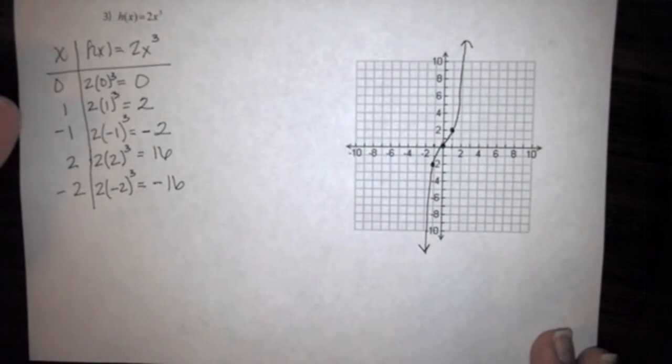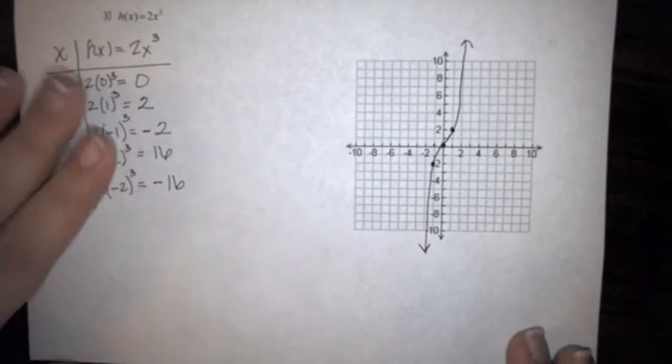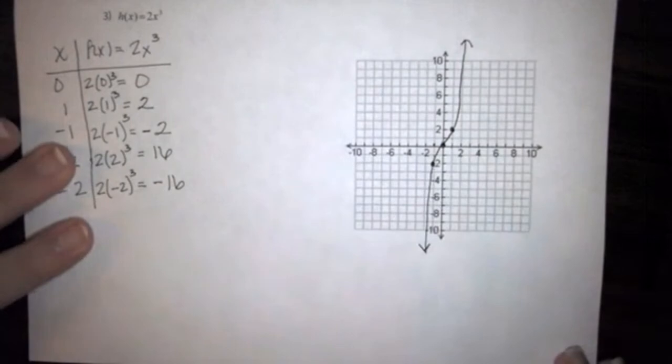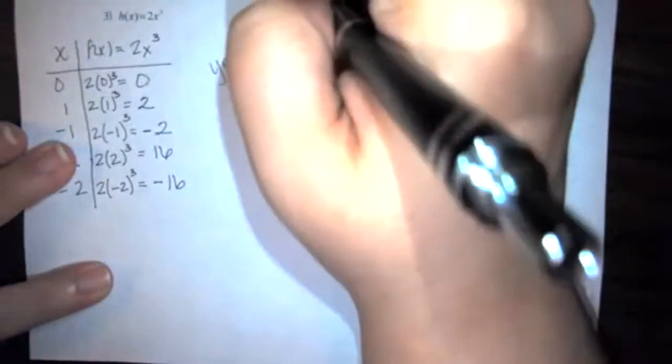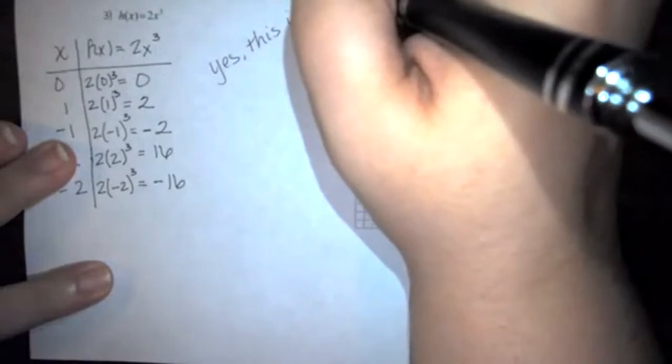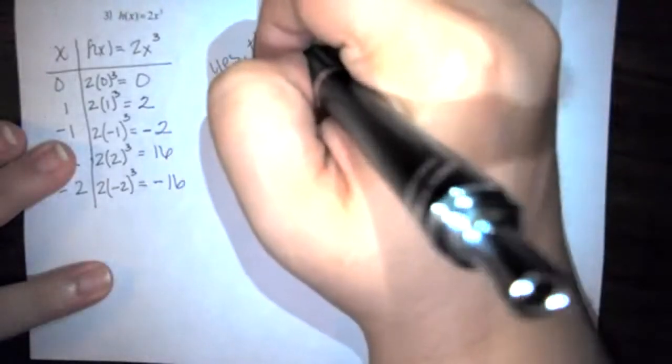So now let's start in. First and foremost, is this a function? Well, if I drop a horizontal line anywhere in my graph, I only touch it one place. Therefore, yes, this is a function, because it passes the horizontal line test.